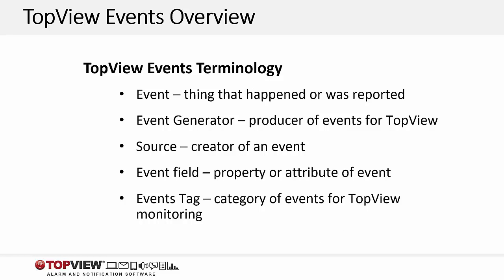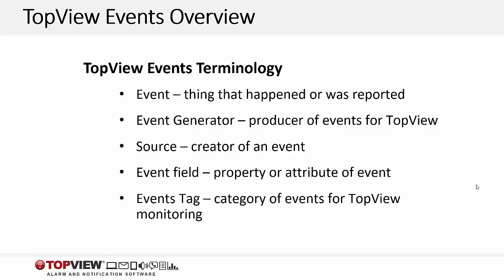Let's start by defining some of the terms used by TopView events. An event may include a value, action, status, or alarm. Examples include events reporting that the temperature is currently 56.3, or that a door was opened. For MQTT, most events contain sensor values or statuses. An event generator is TopView's name for a producer of events. MQTT is an event generator. An event source is the creator of an event. For the example event, the temperature is 56.3, the source may be the name or ID of the temperature sensor.